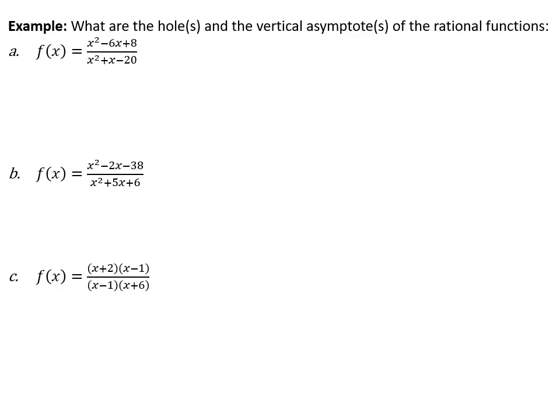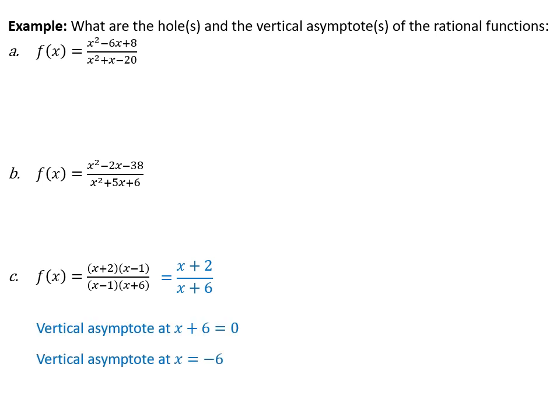Now I'd like you to try that with A and B here. C we'll walk through. So take a look. It's already been factored. What cancels is x minus 1, so we're left with x plus 2 over x plus 6. For the vertical asymptote, I'm going to take x plus 6, set it equal to 0. So that's going to have a vertical asymptote at x equals negative 6.